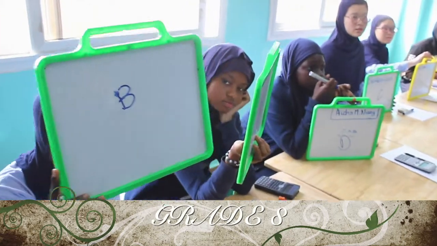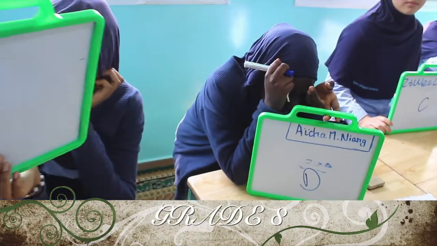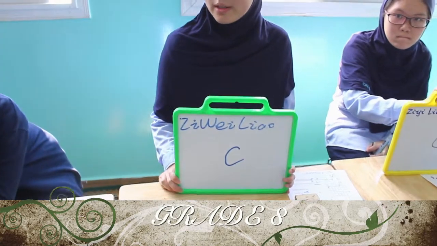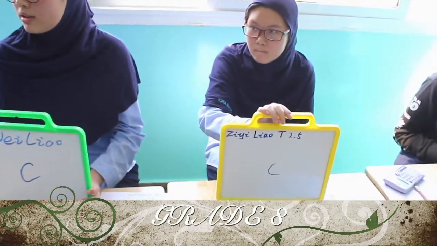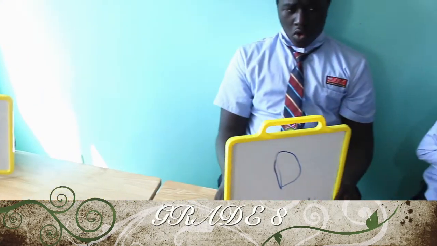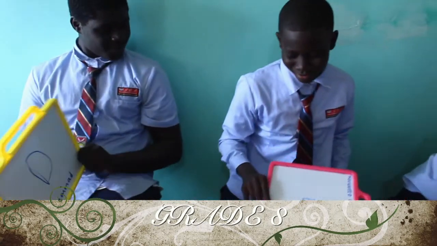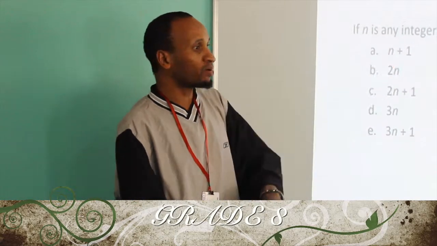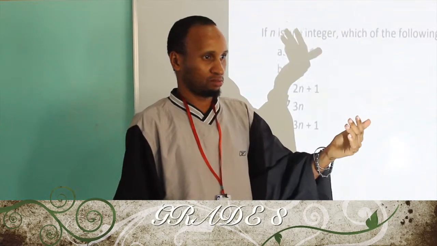Answer. Okay, the correct answer is C. Tuna, no good. Aisha, no. Ziwe, yes. Z, yes. Layla, Mariam, Fai, yes. And the 3 boys, no. It could be even or odd.